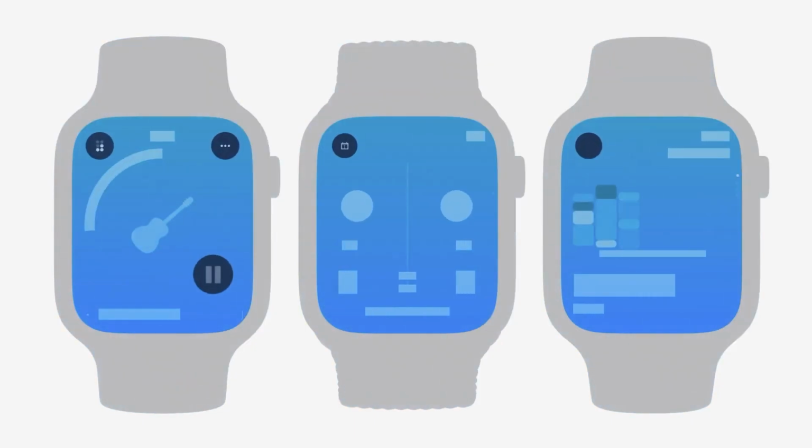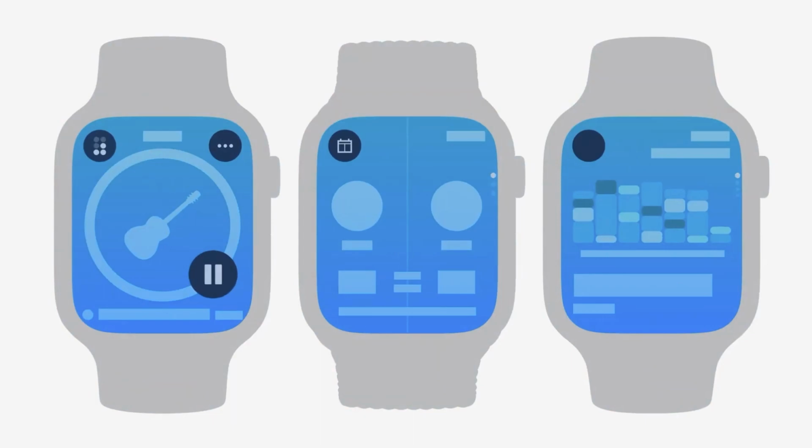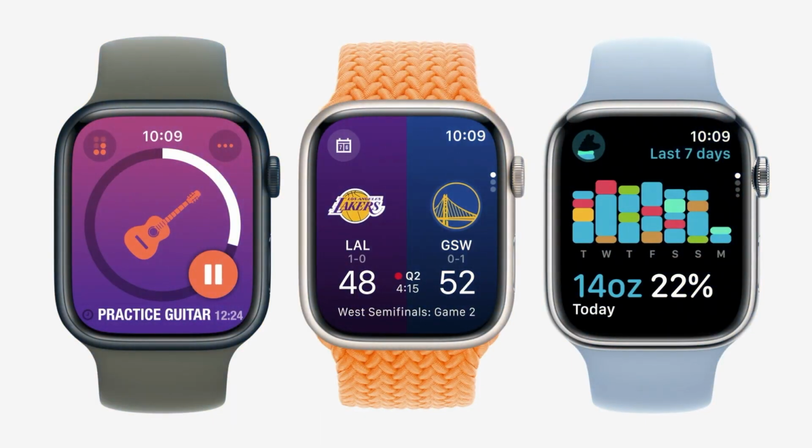Developers can also use this new design language to update apps. Streaks now utilizes the entire display, so you can easily see your progress and access your tasks. NBA makes keeping up with your favorite team even more compelling with team colors and new game details. And with Water Llama's redesign, you can see your hydration details from the last 7 days with just a turn of the digital crown. We're also introducing 2 new watch faces.